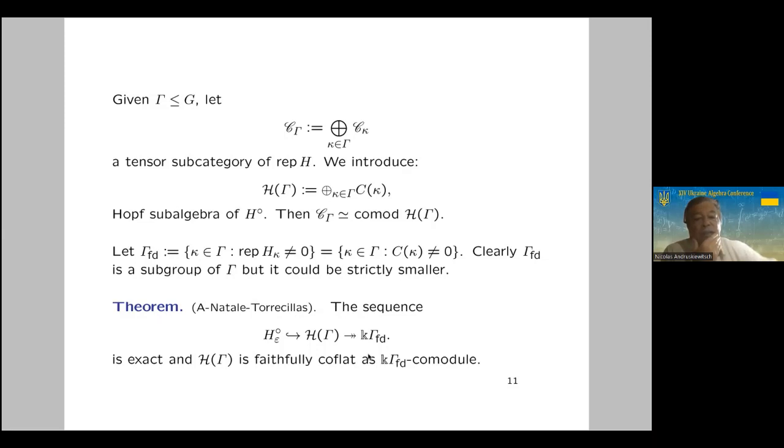And it turns out, since gamma is a subgroup of G, that H gamma, calligraphic H of gamma, which is a direct sum of all C kappas with kappa in gamma, is a Hopf subalgebra of the finite dual H0. In this way, C gamma is a category of comodules over the Hopf algebra H gamma. The Hopf algebra H gamma is our main object of interest in this talk and in this paper.